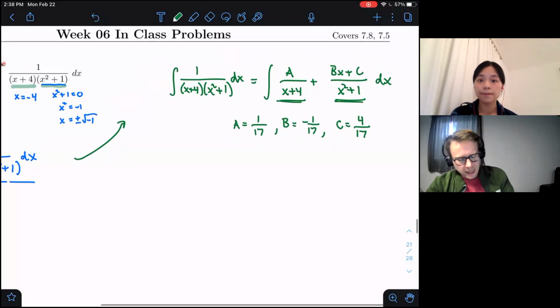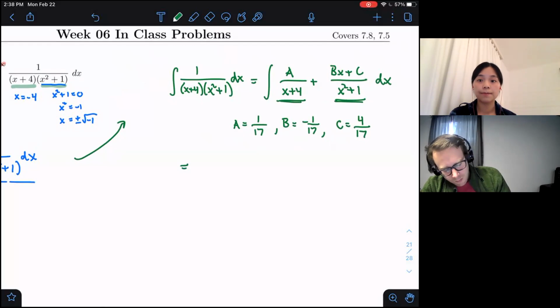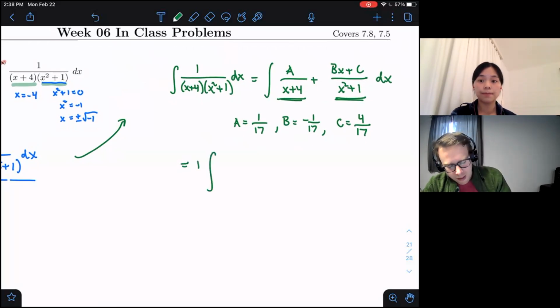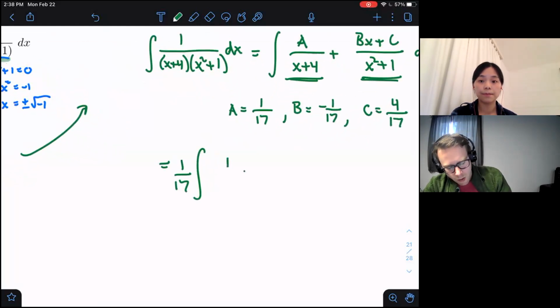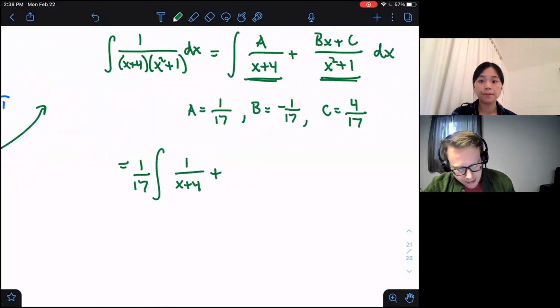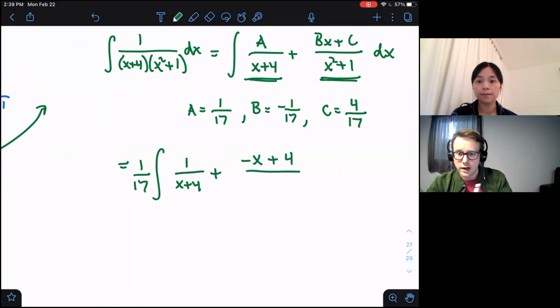So we're going to end up needing to integrate. Let's see, there's 1/17 all throughout this, so let's go ahead and take out the 1/17 from all of this. This is going to become 1 over x plus 4 plus, and this B is -1/17. I already took out the 1/17, but we still need the negative. So negative x plus, and C was 4/17, and again I already took out the 17ths, over x squared plus 1 dx.